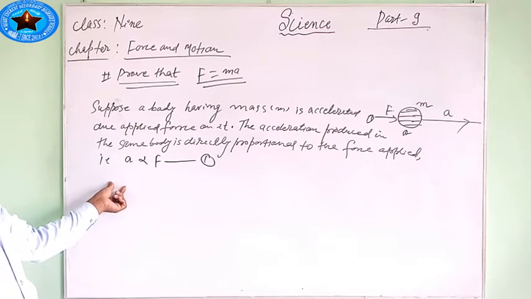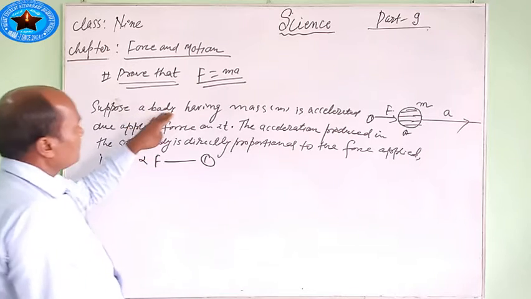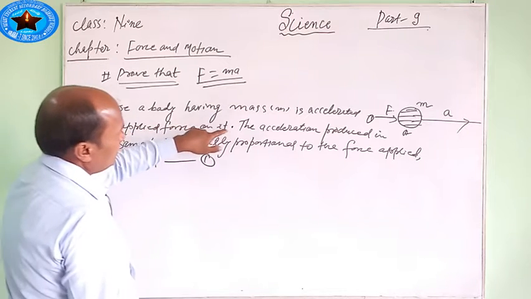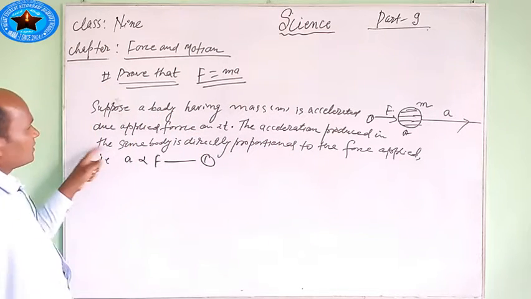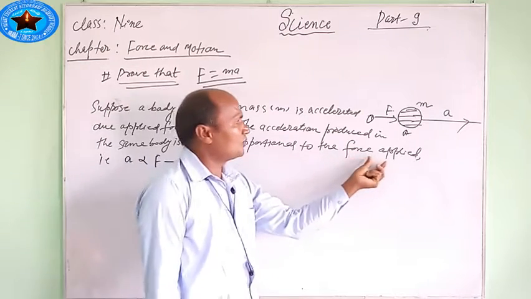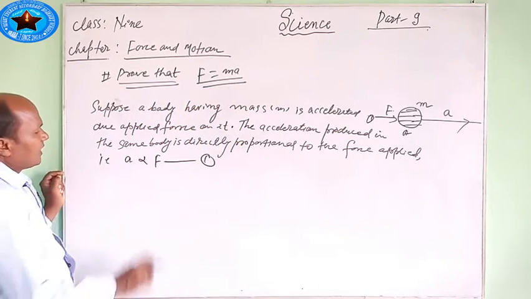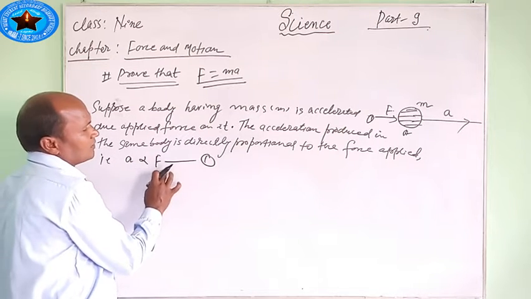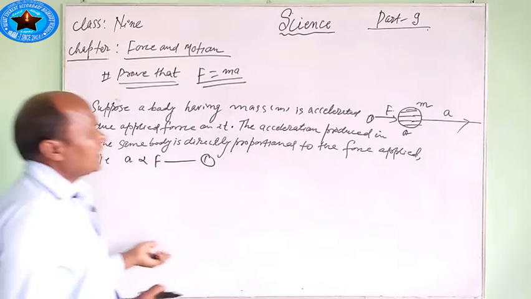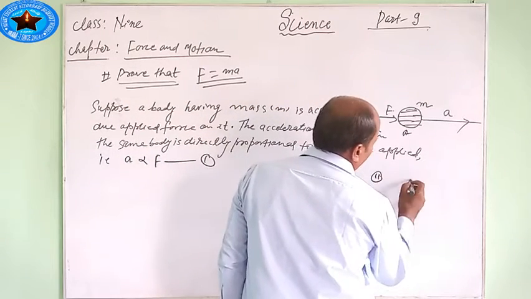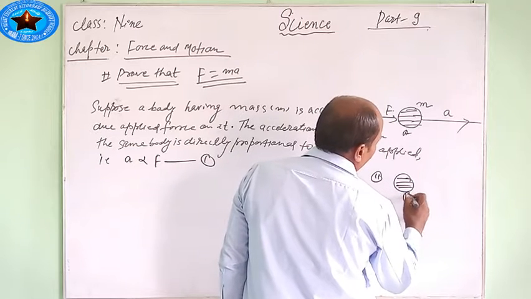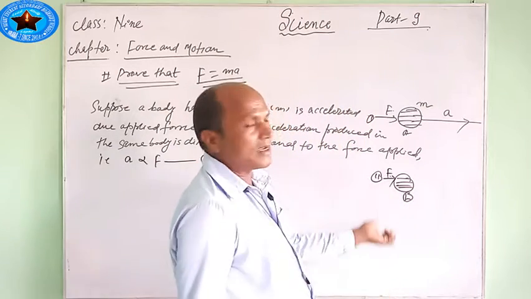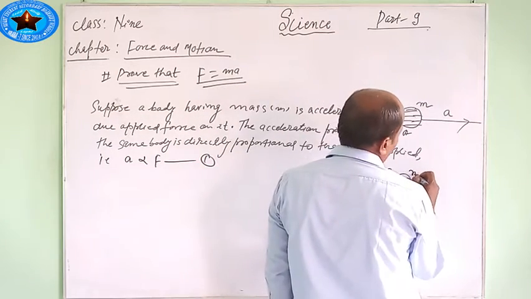In this way, you have to also know this. Again, listen. Suppose a body having mass m is accelerated due to the applied force on it. The acceleration produced in the same body is directly proportional to the force applied, that is A proportional to F. A means acceleration and F means force. Second case, number 2. Here is body B. The same force is applied on it, but the mass of the body is more.